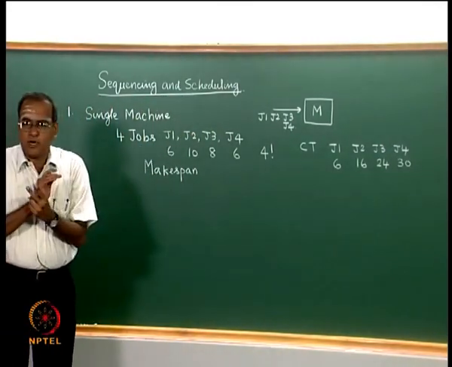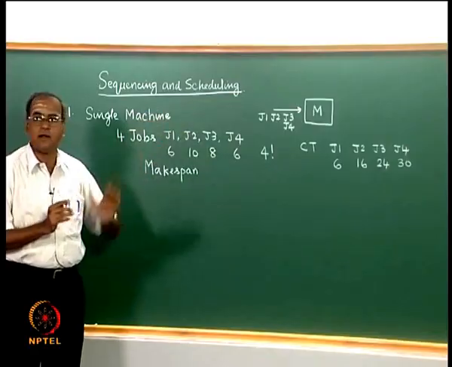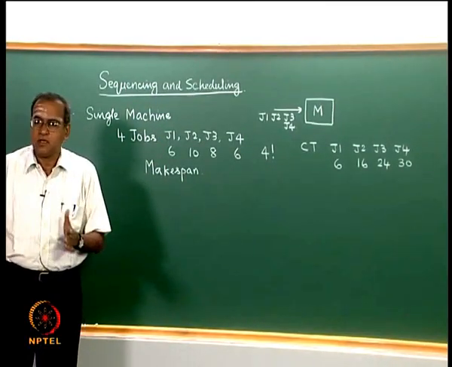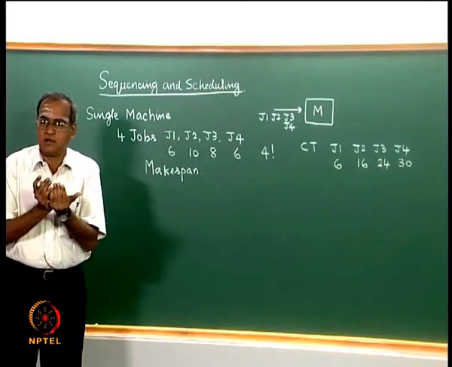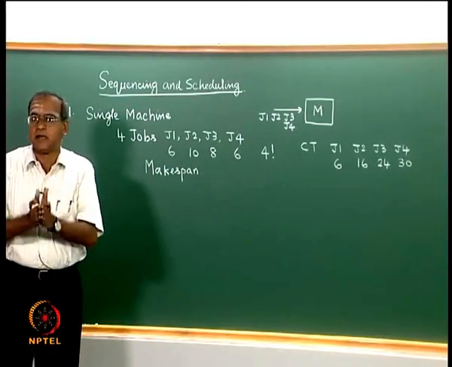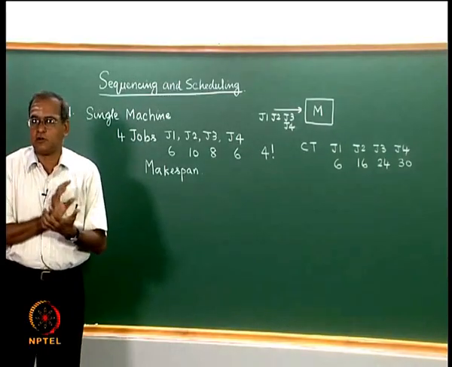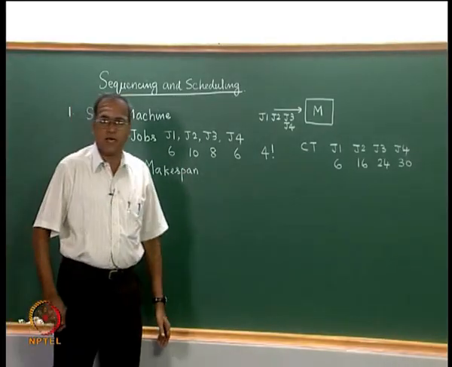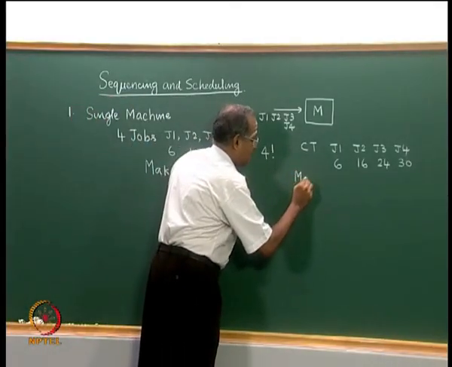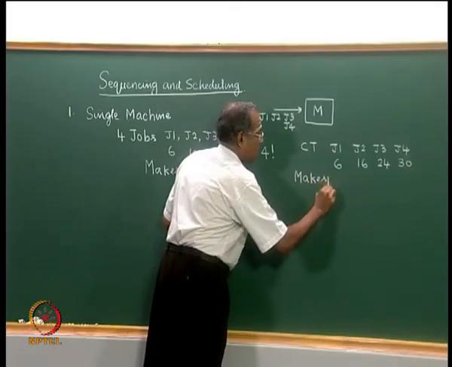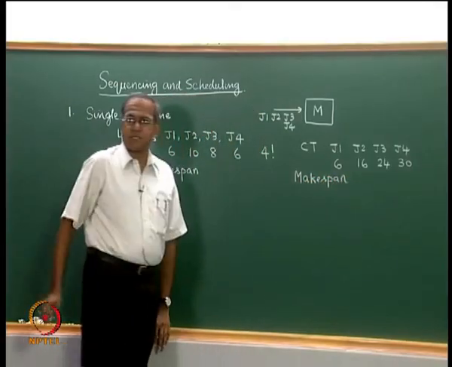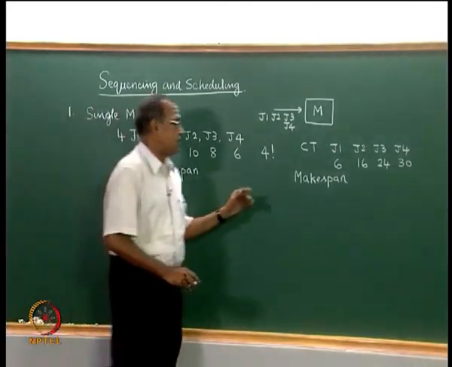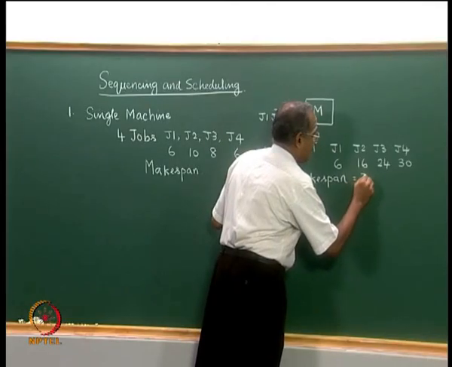As I said, there are 2 important assumptions. One is that a machine can process only one job at a time. We also make an assumption that the machine is not kept idle when there are jobs waiting in front of it. Now, if we look at make span as the objective, make span is the time at which the last of the jobs is completed. So, make span for this sequence is 30.